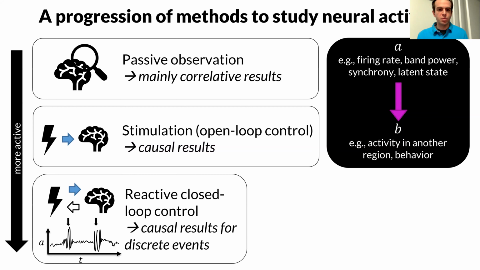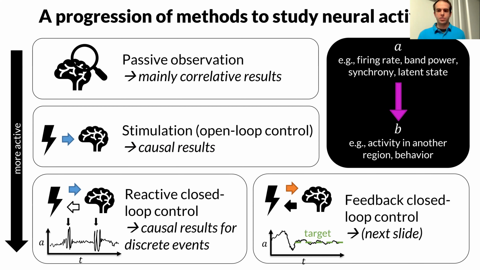So one flavor of closed loop control is what we refer to as reactive control, where you're delivering some predefined stimulus in response to discrete events in A. This could be used for rejecting sharp wave ripples or seizures, for example. Now, the other kind is feedback control. This is used to drive the system to a target.